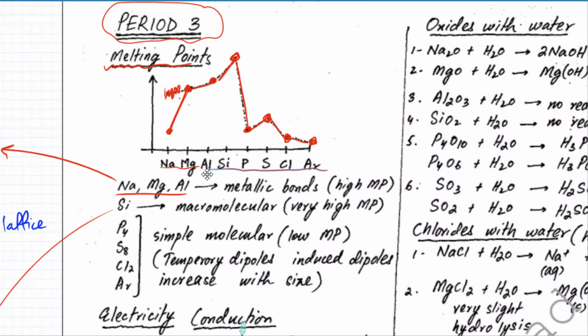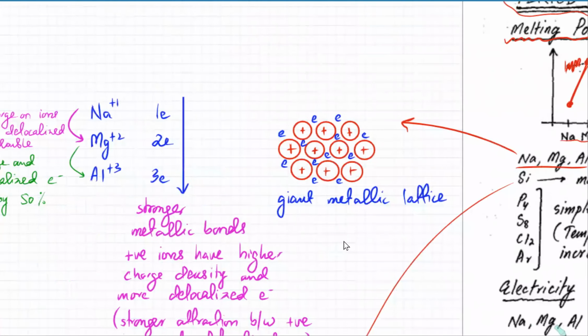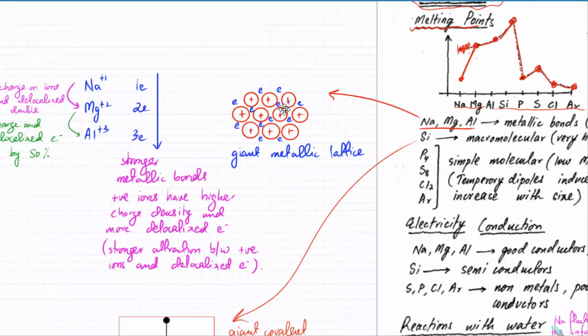You have Na, Mg and Al, they're metallic, so they've got metallic bonds. You already did that in O levels. Why does Na have a lower boiling point and melting point compared to Al? Why is Al a stronger metal? Metallic bonds are positive ions attracting the delocalized electrons, which are then attracting the positive ions, so they're all attracting each other. Al has more delocalized electrons and a greater positive charge, so there's more attraction. That's why the melting points continuously increase.